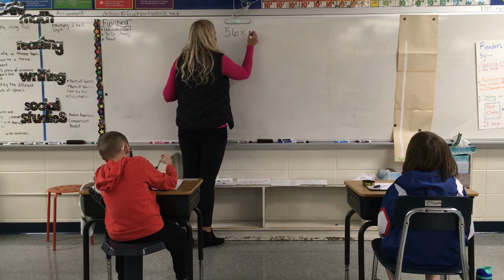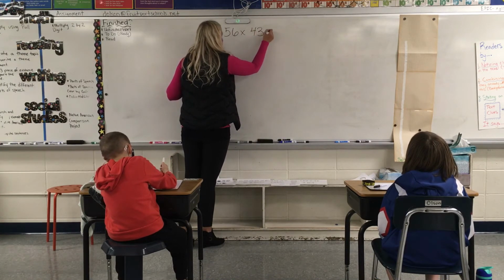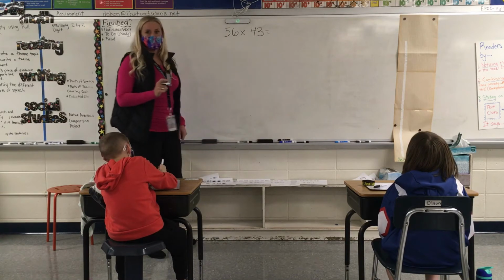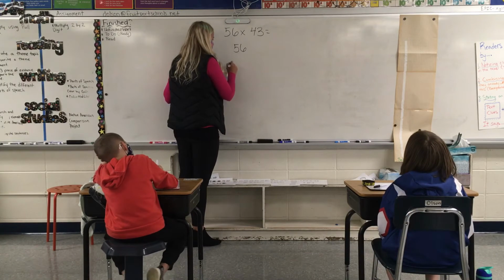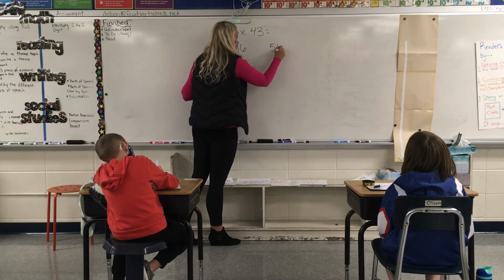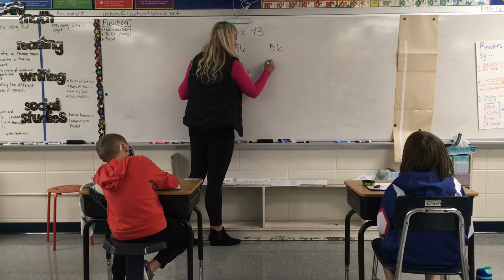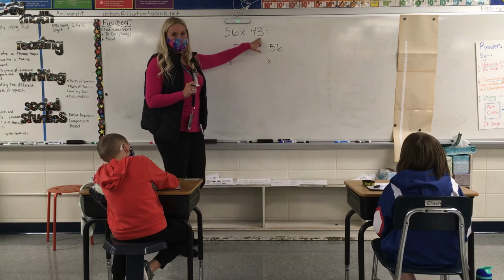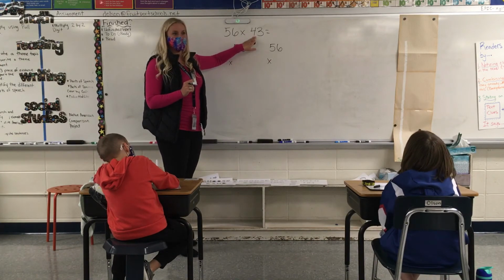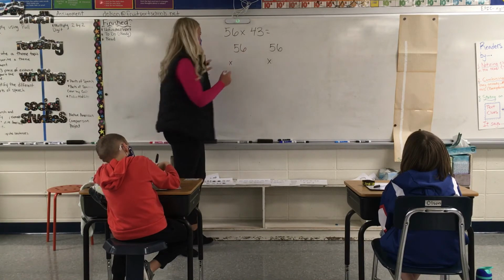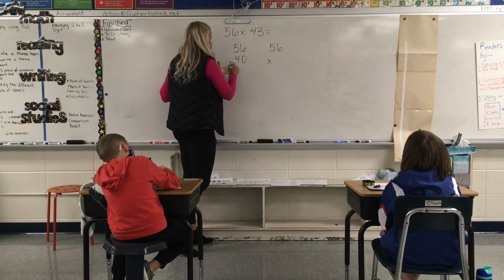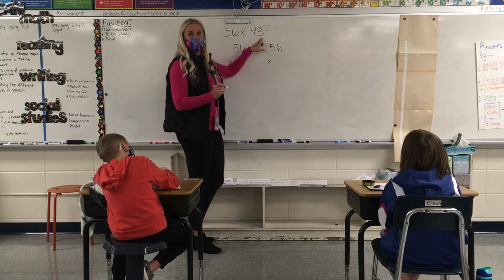I'm going to do 56 times 43. Okay? In this situation, I'm going to keep 56 the same, and I can write it both times right away. Now I have 43. How many tens do I have? 4. 4 tens equals what? 40. So I've got 40 here, and how many threes? 3.